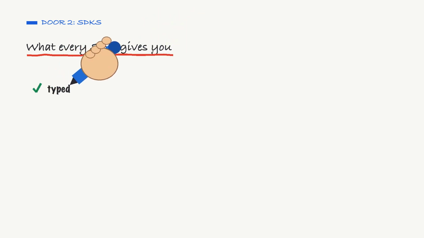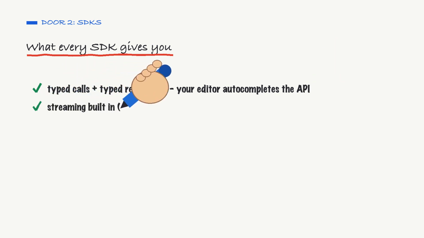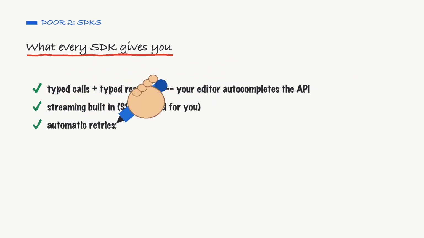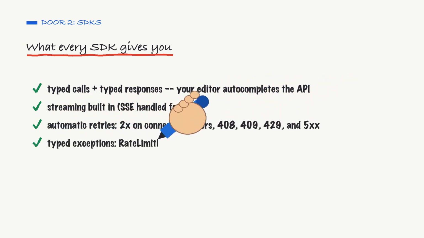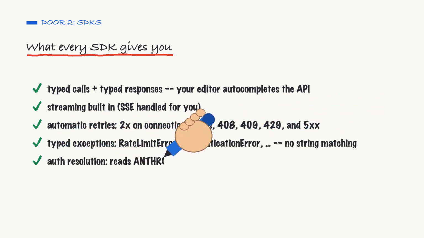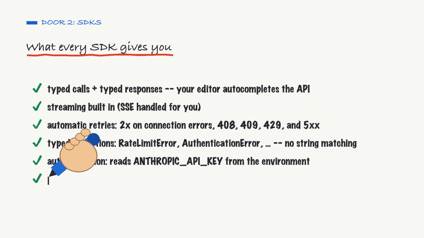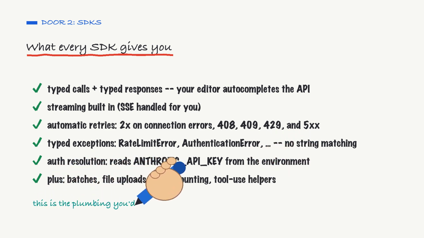Why use an SDK instead of raw HTTP? Because of the plumbing you don't write. Typed calls and responses, so your editor auto-completes the API. Streaming built in. The SDK handles the server-sent events. Automatic retries, twice by default on transient failures: connection errors, timeouts, conflicts, rate limits, and server errors. Typed exceptions, so you catch rate limit error as a class instead of string matching error messages. Auth resolution from the environment, plus batches, file uploads, token counting, and tool use helpers. Every one of those is a bug you don't get to write.